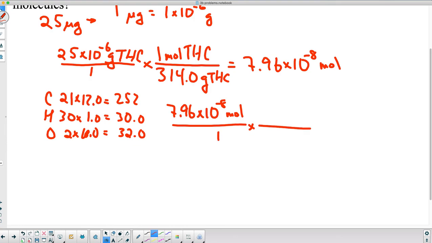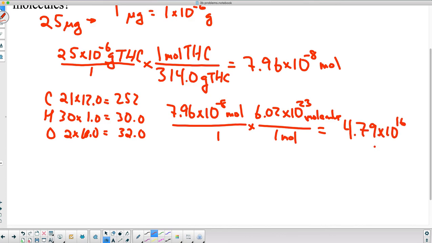1, and then I'm simply going to multiply by Avogadro's number, like that. This is the number of molecules over 1 mole. And then I take this number times 6.02 EE 23, and that gives me 4.79 times 10 to the 16th. And that is the number of molecules. Not so bad, not so bad.